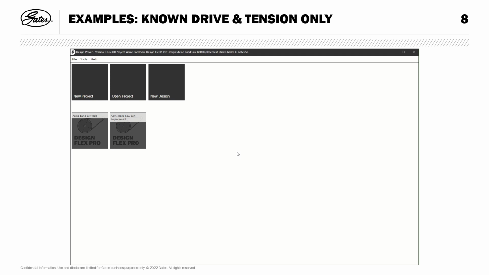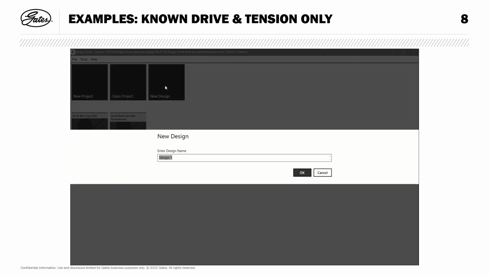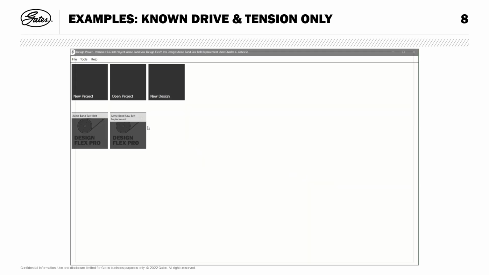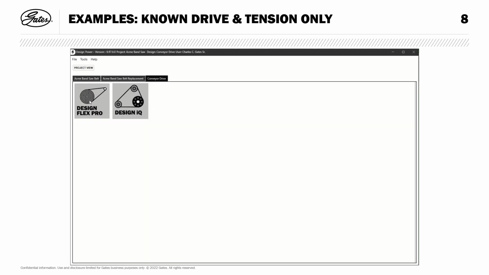So for this example, let's assume that we had a technician at our lumber mill who's working on one of our belt-driven conveyor belts and had to disassemble the drive mechanism. Unfortunately, this technician forgot to record the tension. No problem, we can look everything up here in DesignFlex Pro. I'll click New Design, call this Conveyor Drive, and hit DesignFlex Pro.